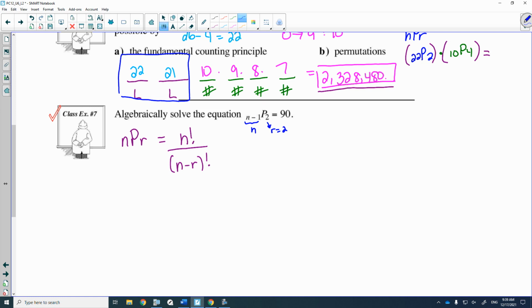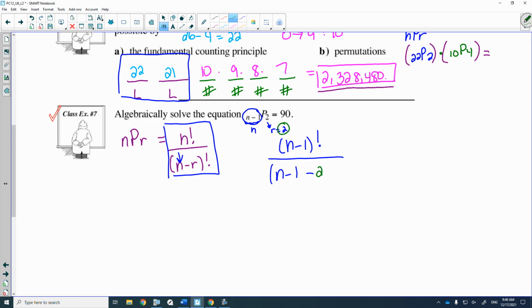So putting that into this formula here, it would be n factorial, which would be n minus 1 factorial, all over n minus r. So n is n minus 1 minus r, and r is 2, factorial. That is equal to, so let's just clean this up. We've got n minus 1 factorial all over n minus 3 factorial. And that, they said, is equal to 90.